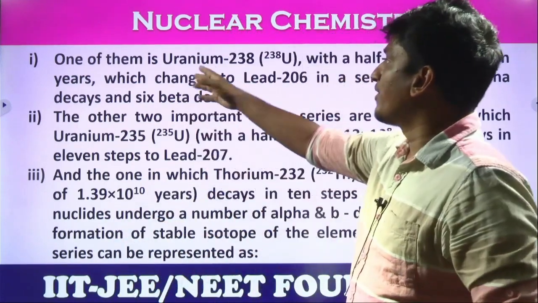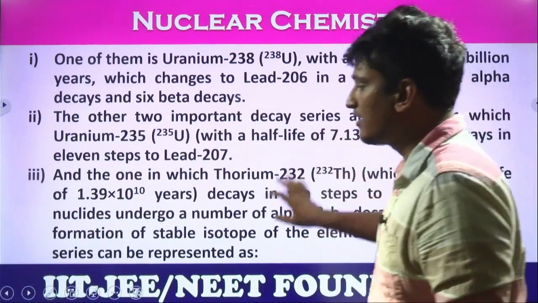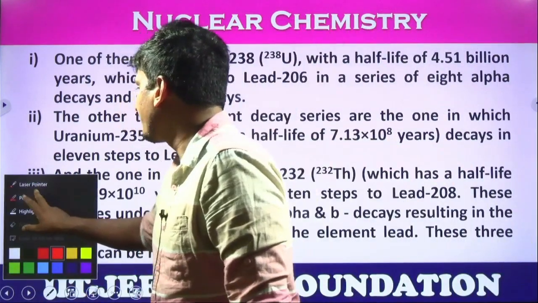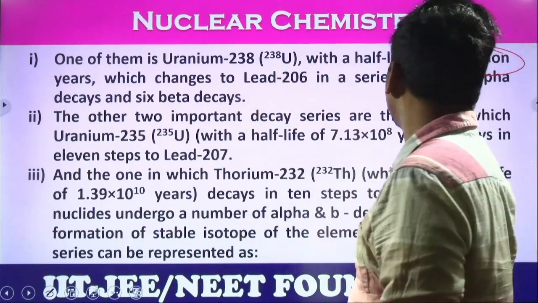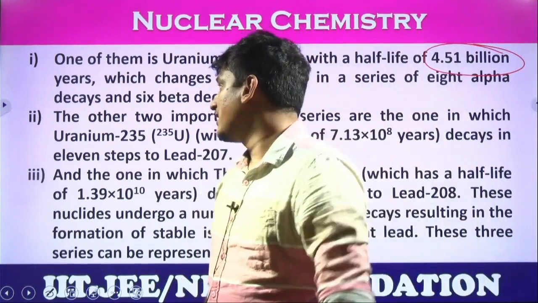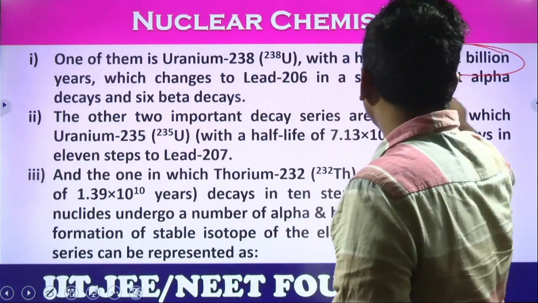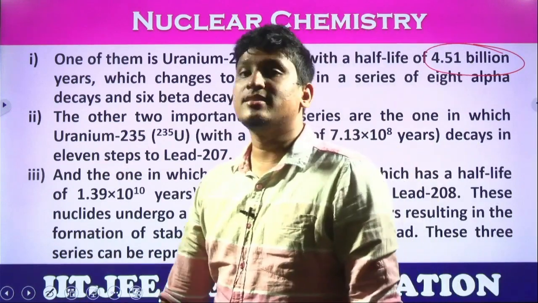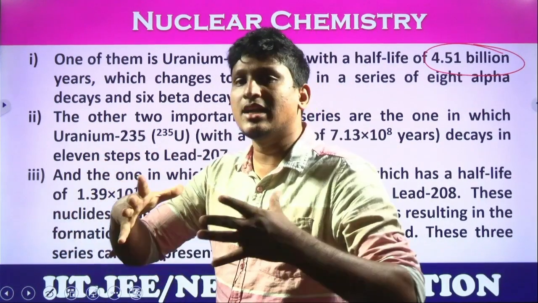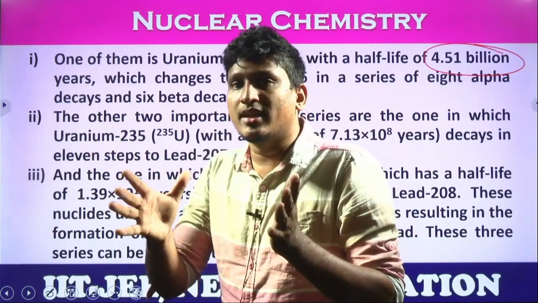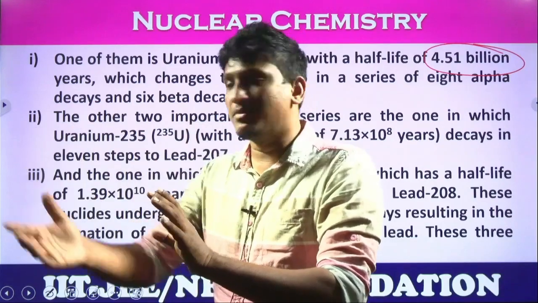Let's see. For example, uranium-238, with a half-life of around how much, students? See, 4.51 billion years. Uranium-238, 4.51 billion years, which changes to lead-206, that is the mass number, in a series of 8 alpha decays and 6 beta decays. So it's a long-lived isotope, sir. Ultimately, in these years, half of it will get reduced and it converts into another stable form.